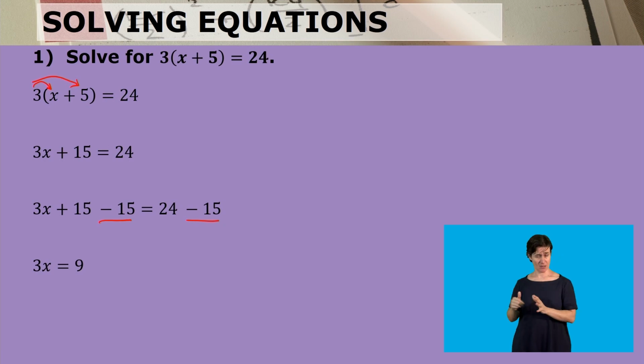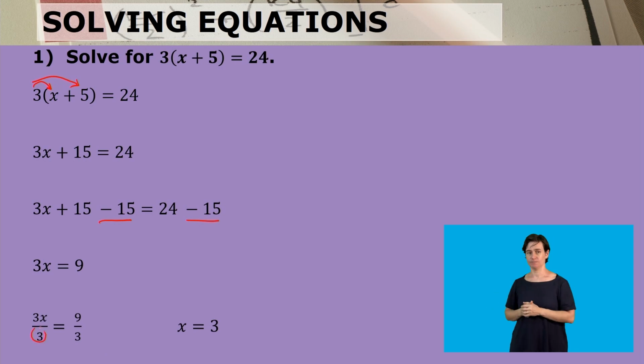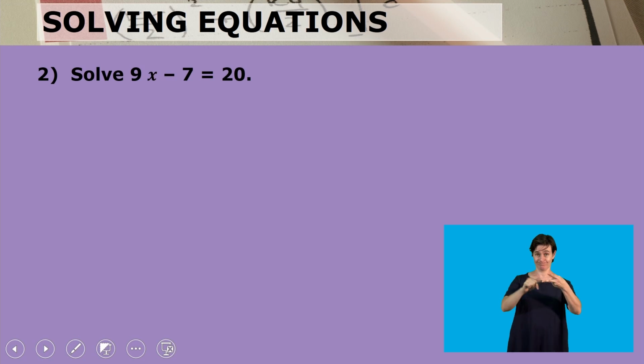And then because 3 and x are multiplied, the multiplicative inverse of 3 is a third. And therefore, we divide by 3 on the left and divide by 3 on the right. Then 3 divided by 3 is 1, multiplied by x, which is x, and 9 divided by 3 then gives us 3. So that is our value of x in that one. Let's solve another equation.